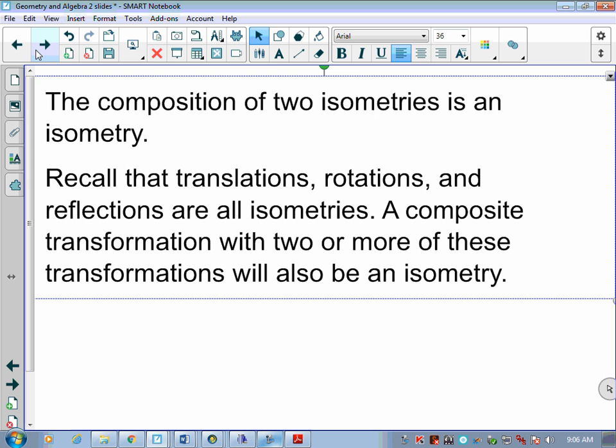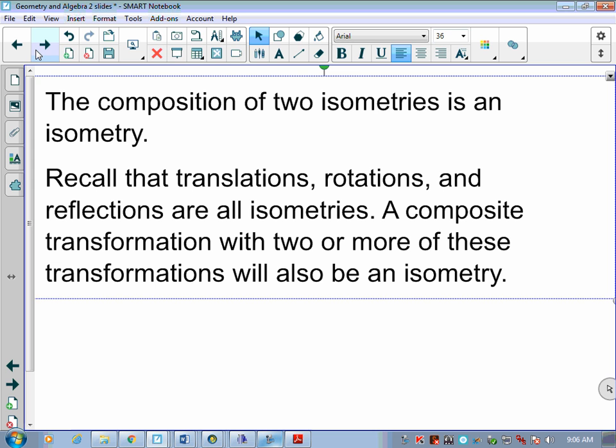Composition of two isometries is an isometry. Now, we do this every time we come into transformations. I ask the question, what is an isometry? Can anybody tell me? Same shape and size. So it is a transformation that maintains the size and shape of the figure.